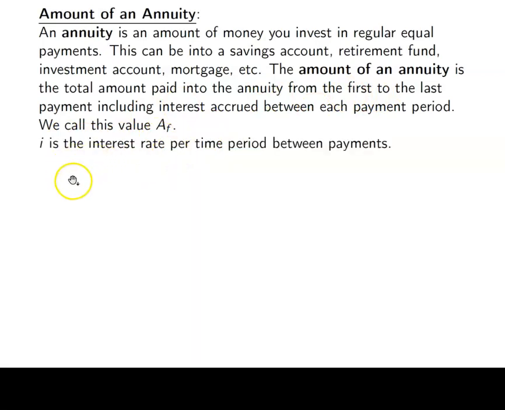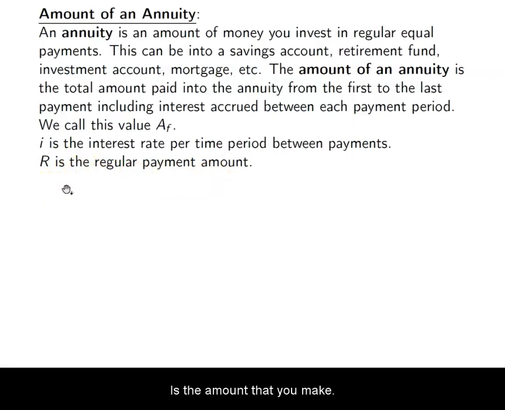A sub F. Okay. I is the interest rate per time period between payments. So if you pay every month, then your interest is being accrued monthly. If you pay once a year, your interest is being accrued once a year, right? So it's the interest rate per time period. R is the amount that you're making into this account. Okay, so R is the regular payment value.